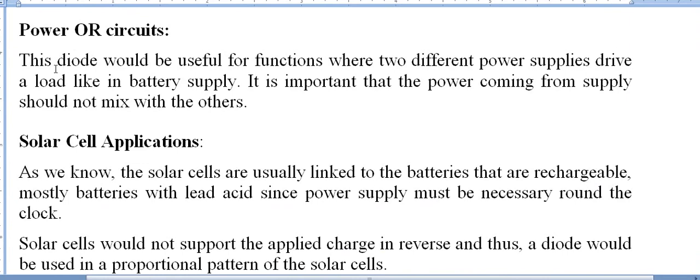Power over circuit. This diode would be useful for functions where two different power supplies drive a load, like a battery supply. It is important that the power coming from one supply should not mix with the others.